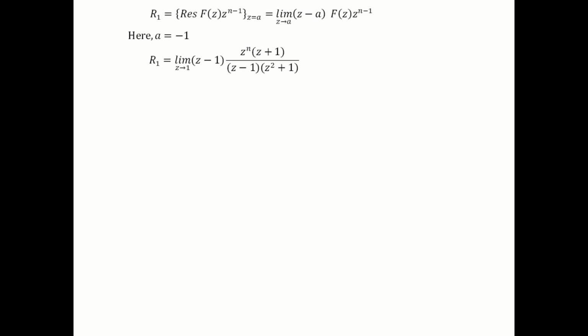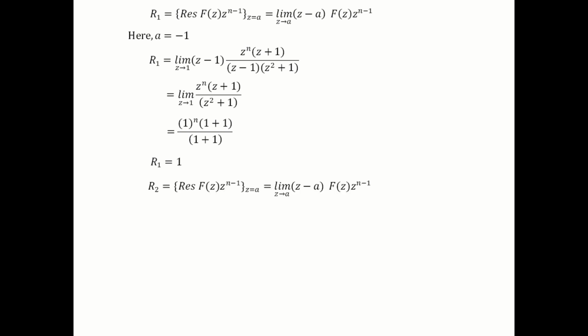So limit z tends to 1, (z minus 1) into z power n into (z plus 1) by (z minus 1)(z square plus 1). So z minus 1 in the numerator and z minus 1 in the denominator get cancelled. So you will get limit z tends to 1, z power n (z plus 1) by (z square plus 1). Replacing z by 1, you will get 1 power n, (1 plus 1) by (1 plus 1), so 2 by 2, that is equal to 1. So the first residue is 1.